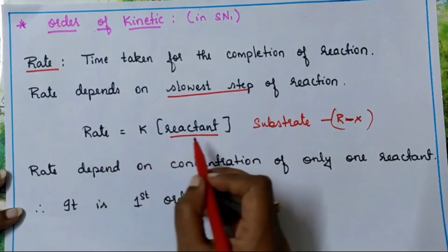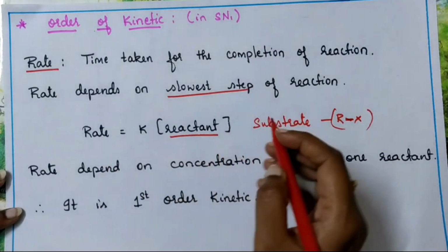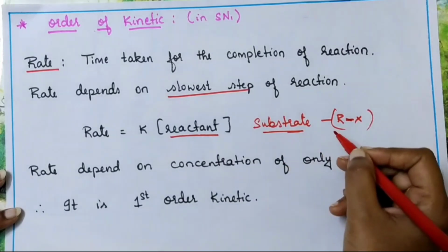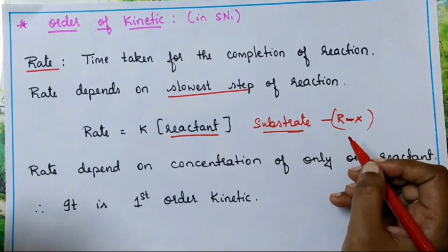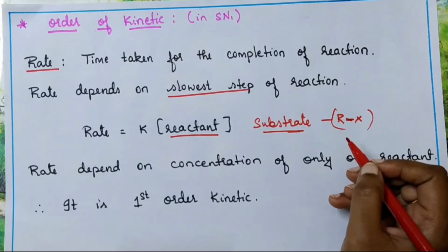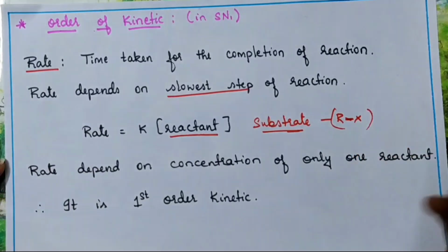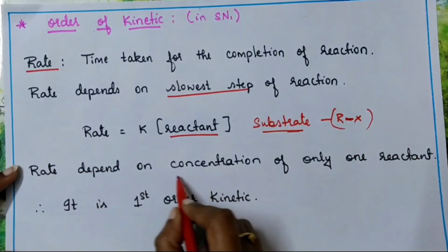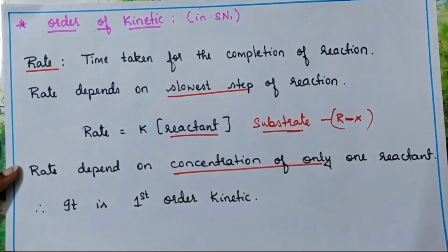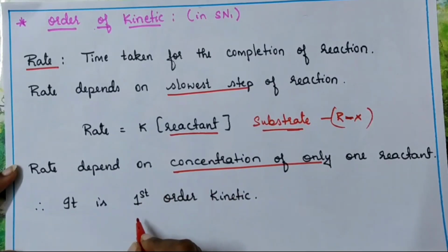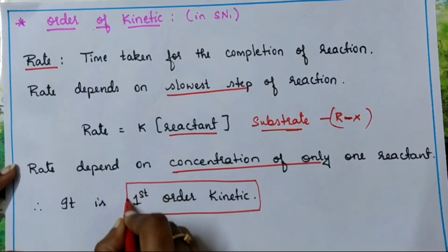This rate is going to depend on one of the reactants, and that reactant is going to be the substrate. That means whichever particular alkyl halide you are going to use, based on that you will write the rate of the reaction. Since the rate depends on the concentration of only one reactant, you can say this SN1 reaction is going to follow first order kinetics.